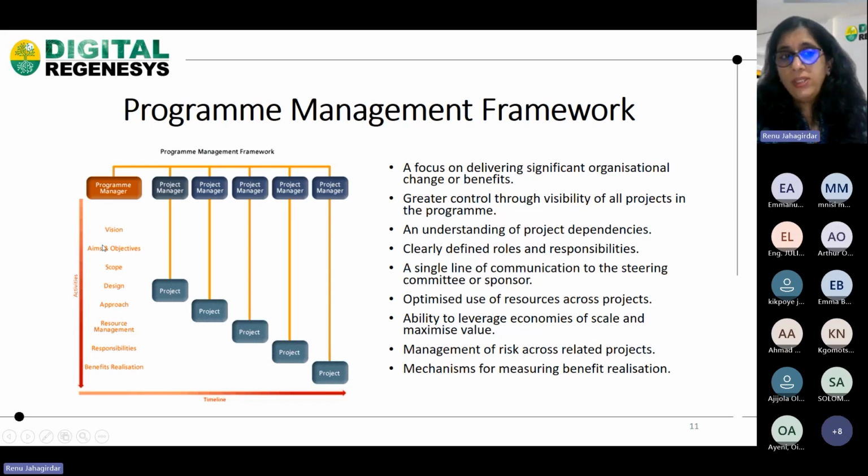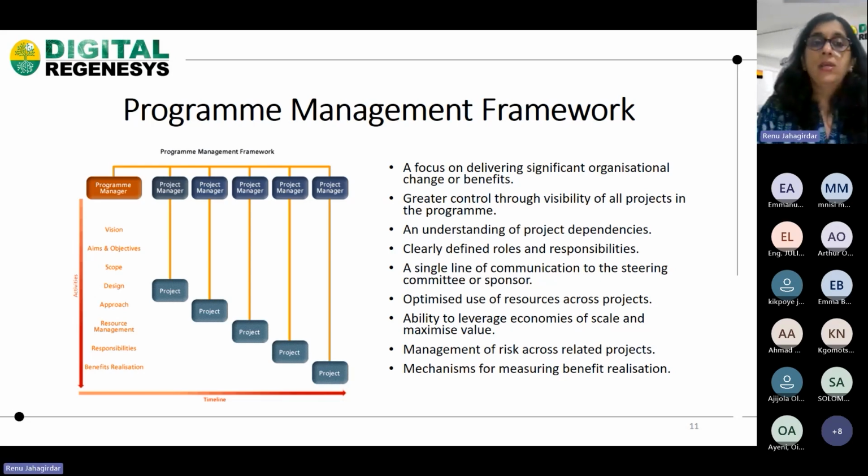What is over here? There is the vision of your organization. There are aims and objectives. There is scope. There is design. There is approach. There is resource management. There are responsibilities and there are benefits realization.